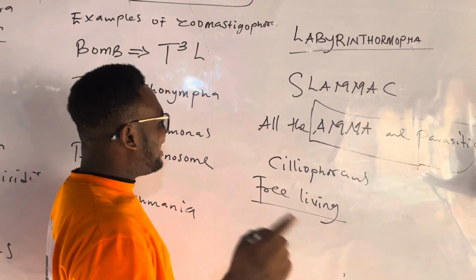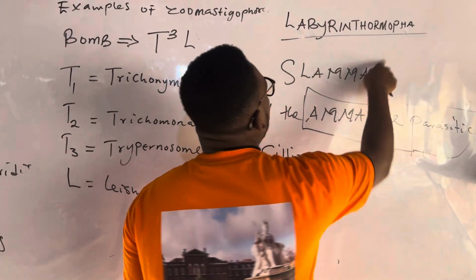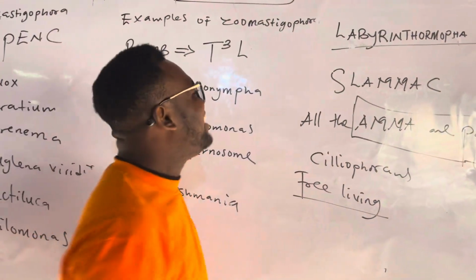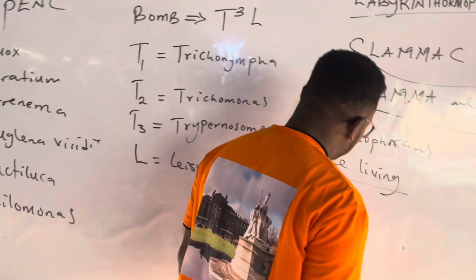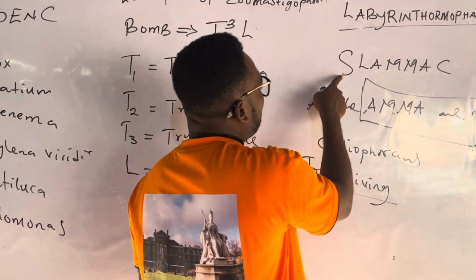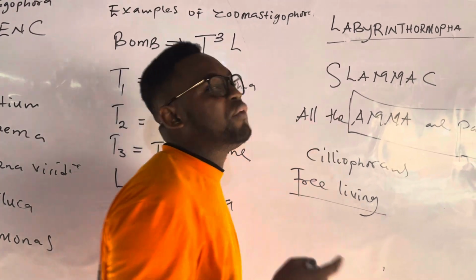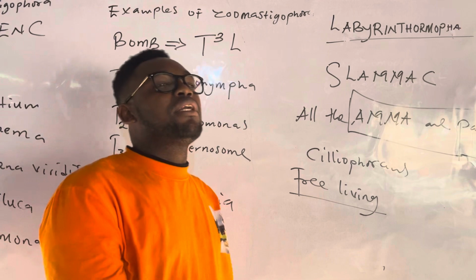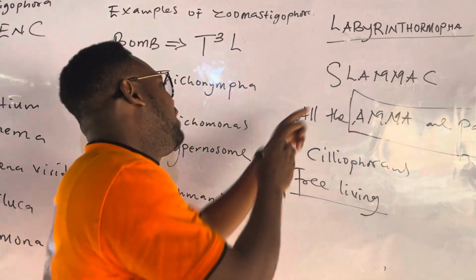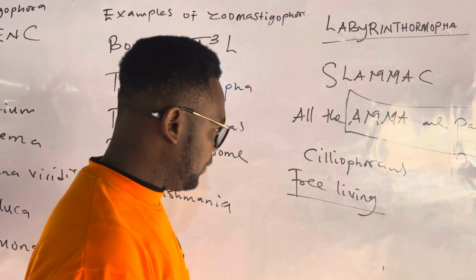It is important I state that there is one major example we have under Labyrinthomorpha, and it's a very strong parasite. That is the only example I'm going to give here. Now, what about the Zoomastigophora? We said that some Zoomastigophoras are parasitic, while some are free-living. So there are free-living forms and parasitic forms under Zoomastigophora.